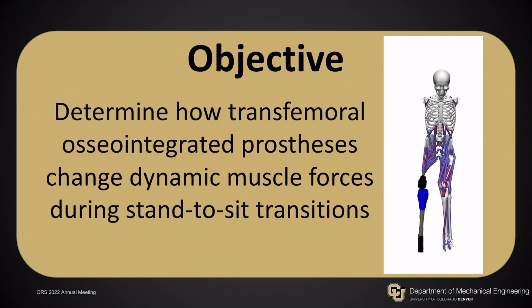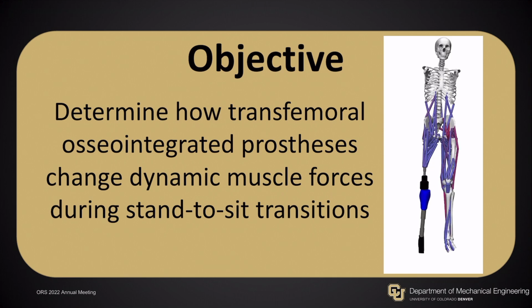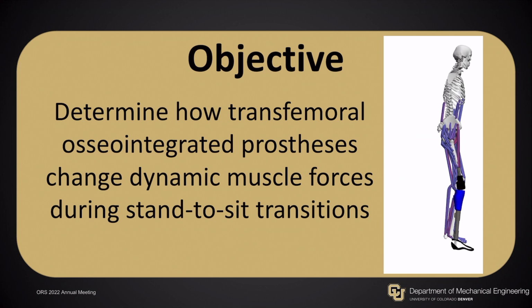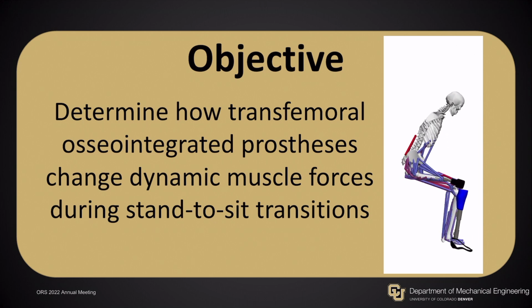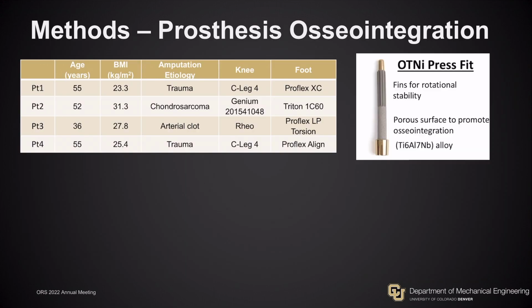Our objective of this current paper was to determine the biomechanical effect of a transfemoral osseointegrated prosthesis, specifically by looking at the muscle forces during a stand-to-sit transition task. Within this paper, we enrolled 4 patients who underwent prosthesis osseointegration in our local clinic. Each patient received a press-fit implant that promotes osseointegration through a porous surface. This is implanted in 2 surgical stages.